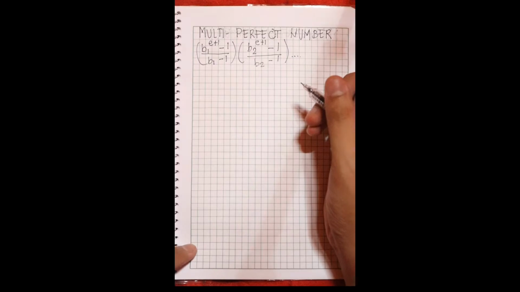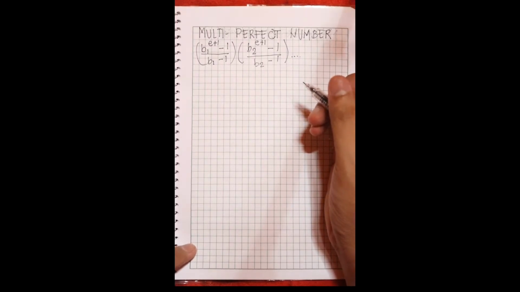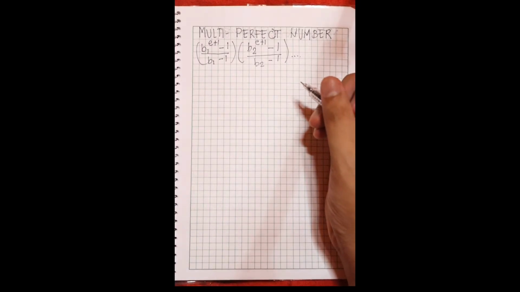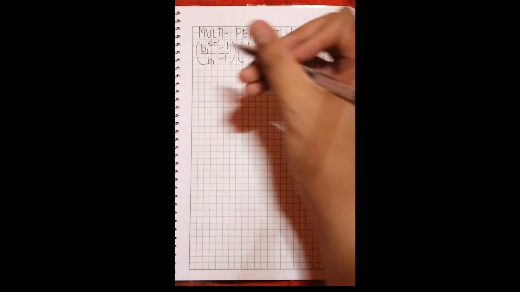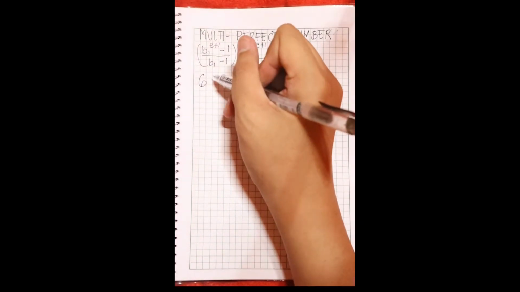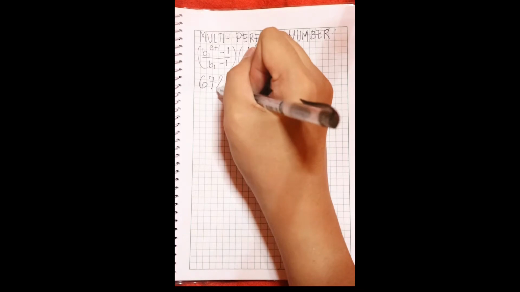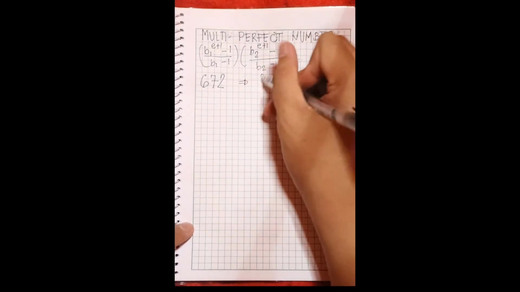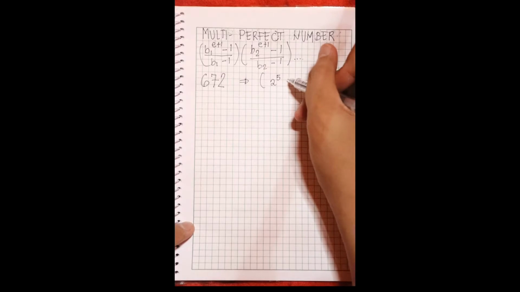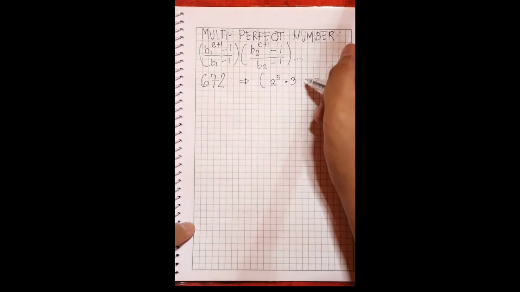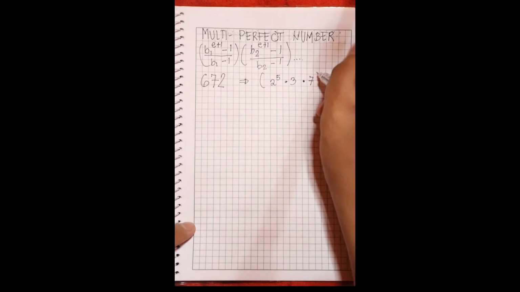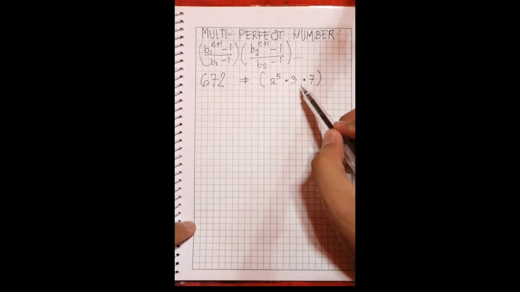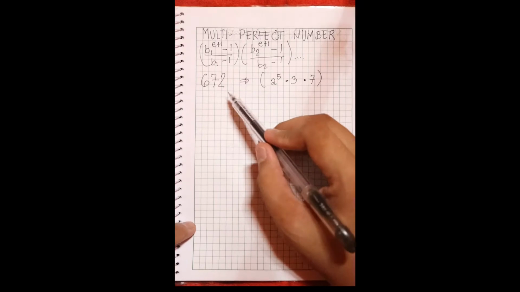So the first thing to do, class, is to find the prime factorization of the number. Let's take a look at this example: 672. First thing to do here is to find its prime factorization. So what are those? It's 2 raised to 5th times 3 times 7, because 2 raised to 5th times 3 times 7 is 672.